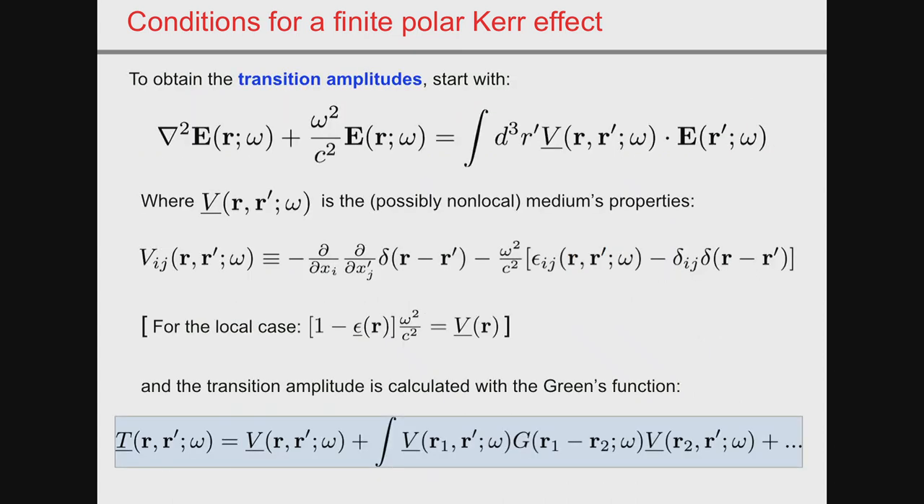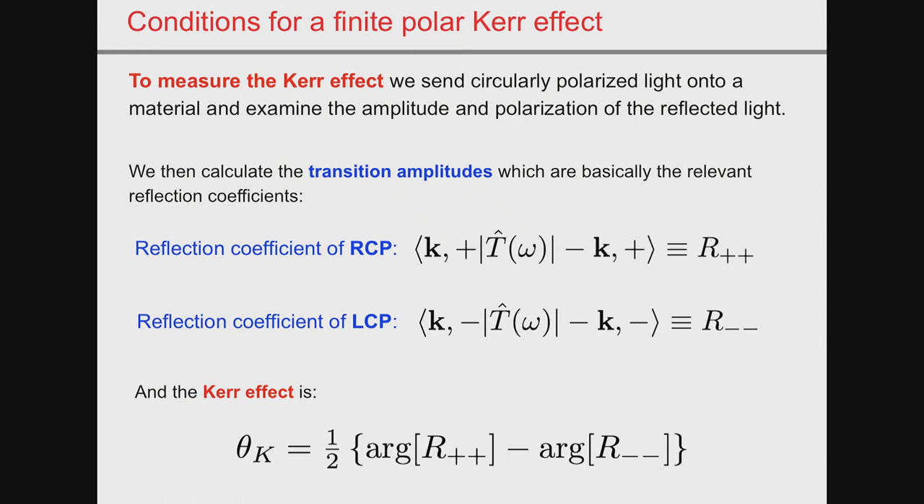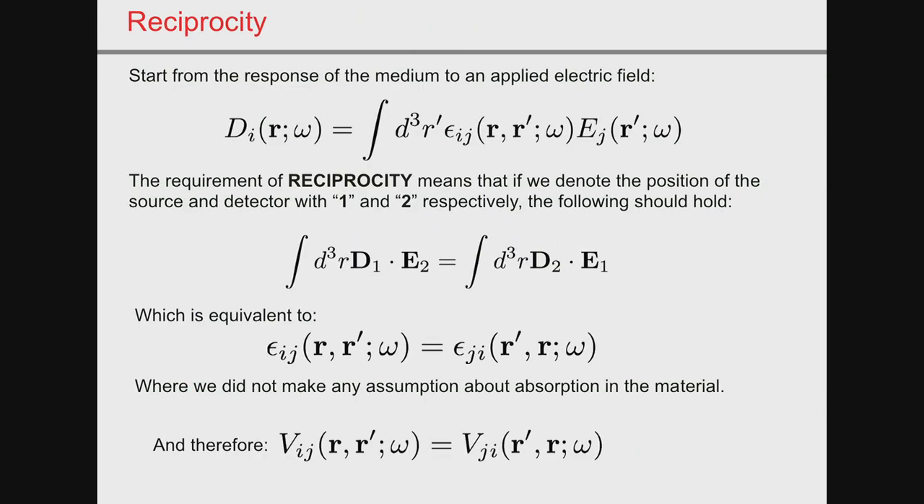And then I can use all that machinery to calculate the transition amplitude using Green's function. You can do that or just go over the notes to then define the reflection coefficient of right circularly polarized light going back into right circular and left circular going back into left circular. Okay? So these are these two. You can then show that the Kerr angle is just the difference of the arguments of these two. And it is directly related to the reciprocity.